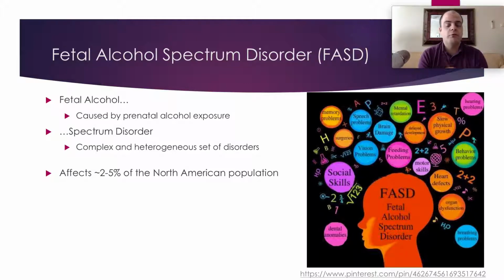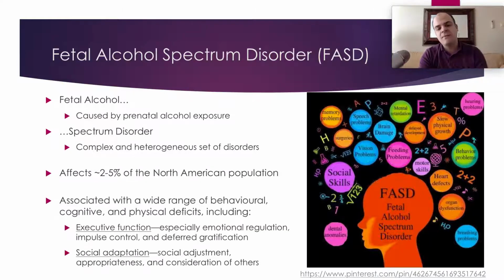In North America, where we performed our research, FASD is estimated to affect 2 to 5% of the population, so it's no small matter. As a spectrum disorder, there are many deficits that can be associated with FASD, but for this talk, there are two to keep in mind. First, executive function, particularly emotional regulation and impulse control and deferred gratification, plus some forms of social skill, like social adjustment, appropriateness, and consideration of others, that I will collectively refer to as social adaptation.